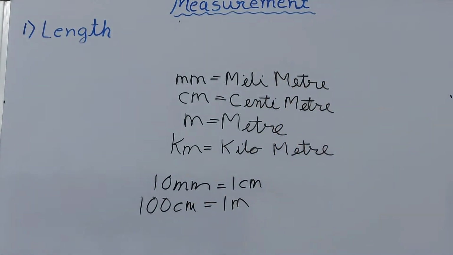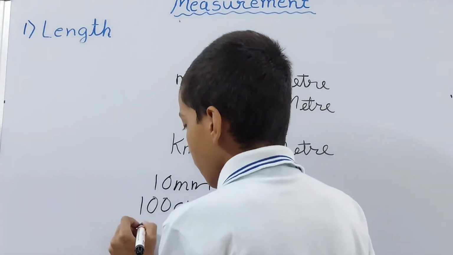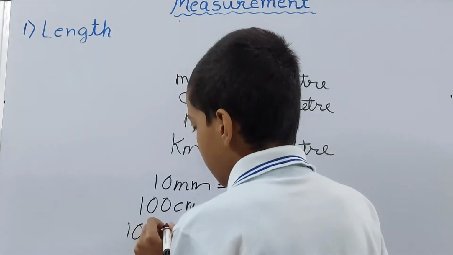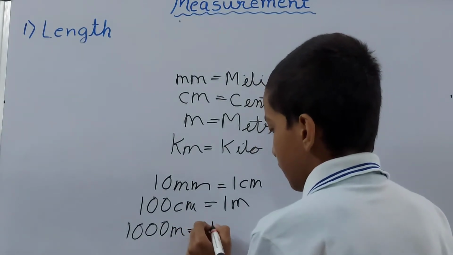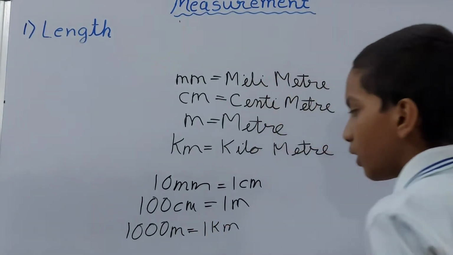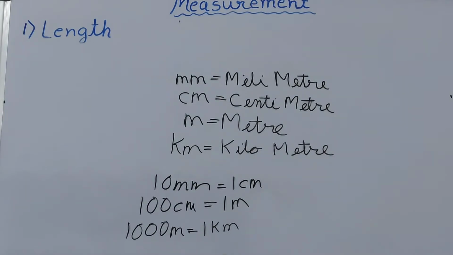Alright? Now, how many meters make a kilometer? So, 1000 meters make 1 kilometer. So this is 1000. So see, if you count 10 millimeters, you will get 1 centimeter. And if you count 100 centimeters, you will get 1 meter. And if you count 1000 meters, you will get 1 kilometer.